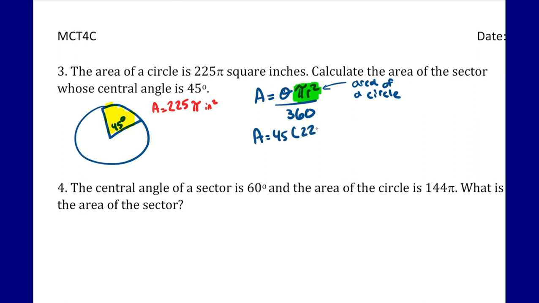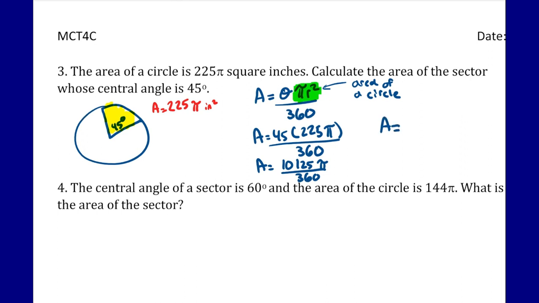times 225 pi divided by 360. So in this one, we could work through it without incorporating pi. For example, A would equal, if we do 45 times 225, we get 10,125 pi divided by 360. If I were to just work with the numbers, it doesn't work out to anything nice. So I'm going to just continue to solve to get an actual answer.